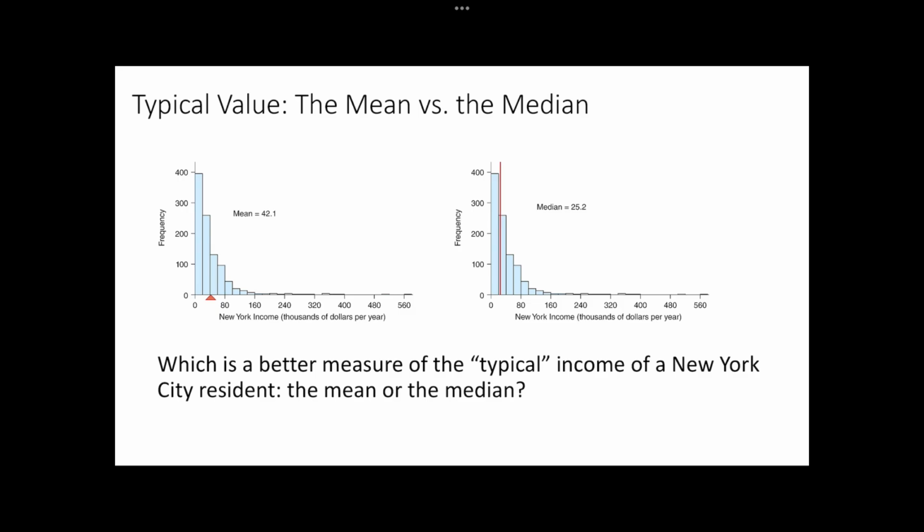Well, here, the mean, you notice, is pulled to the right of the skew. And so that mean probably is too big to describe the typical income of a New York City resident, because so many of the residents are down here in these large bars on the left of your histogram. So when you have skewed distributions, the median is a better measure of the typical value.